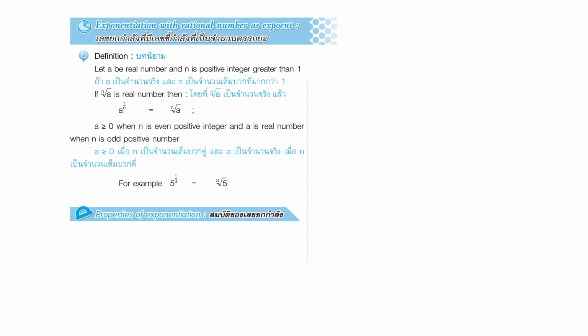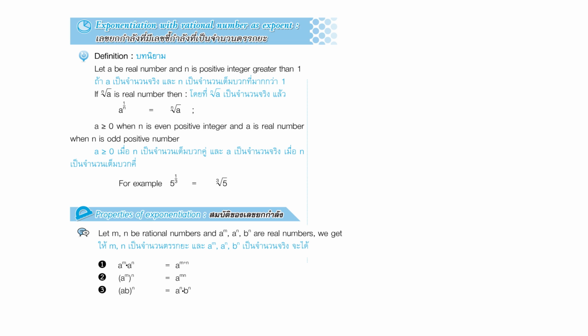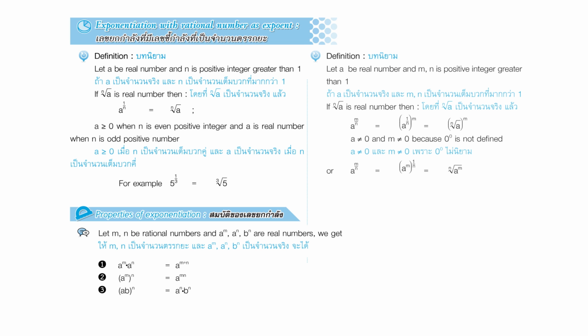Properties of exponentiation. Let m, n be rational numbers, and a to the m power, a to the n power, b to the n power are real numbers. We get: 1. A to the m power times a to the n power equals a to the m plus n power. 2. A to the m power to the n power equals a to the mn power. 3. ab to the n power equals a to the n power times b to the n power.